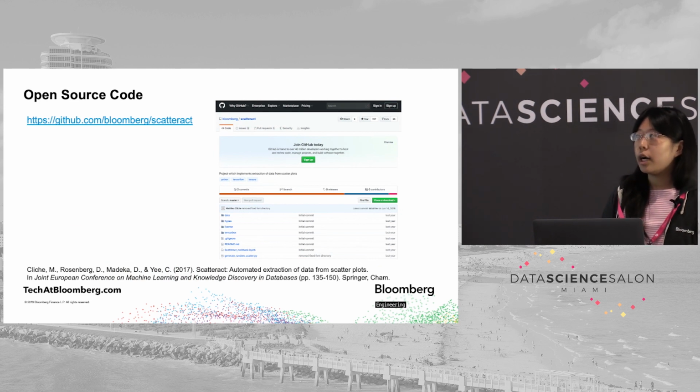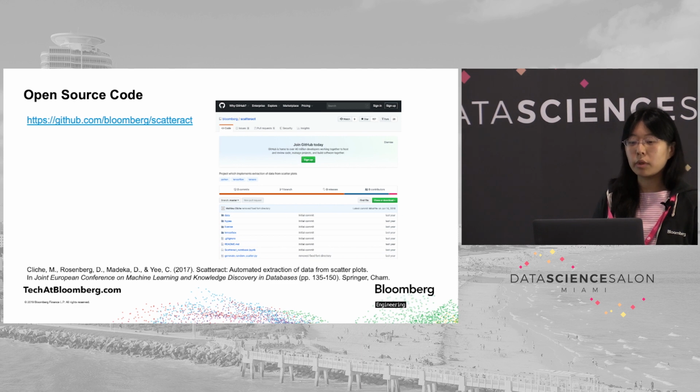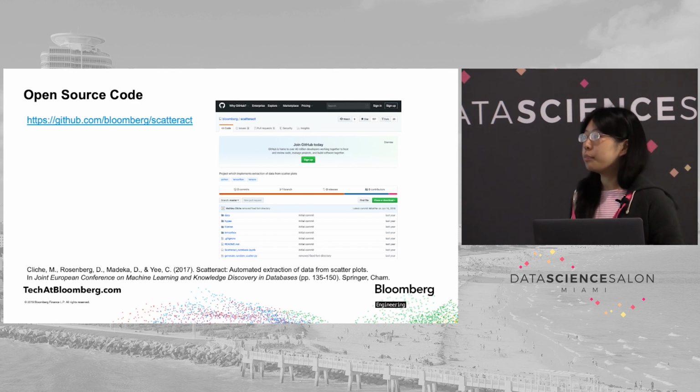This code, Scatteract, is open source together with the data sets that were used. So feel free to check it out, play with it, and pull requests are welcome. We also have further details published in the paper in ECML. So please read that if you're interested.